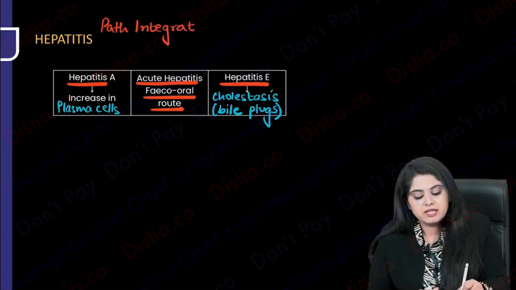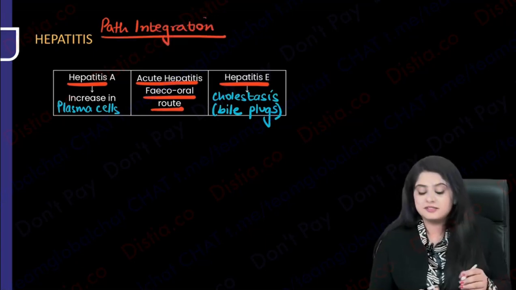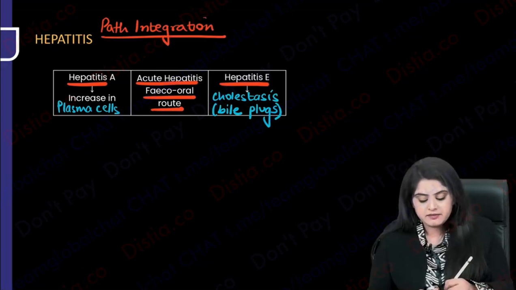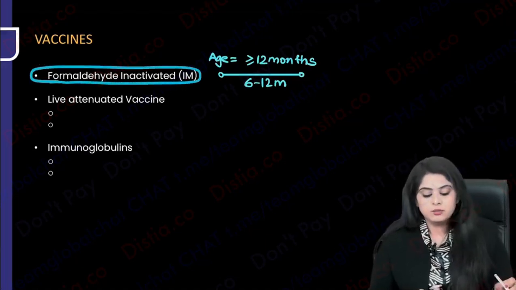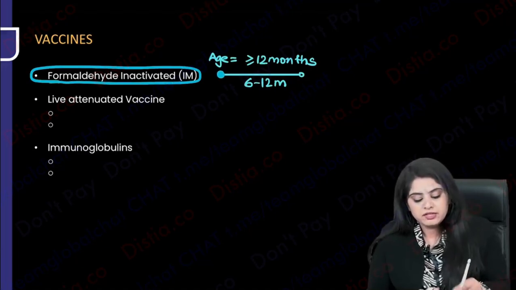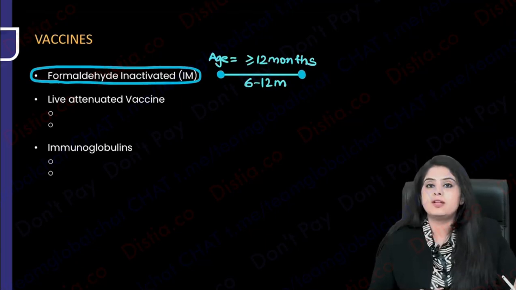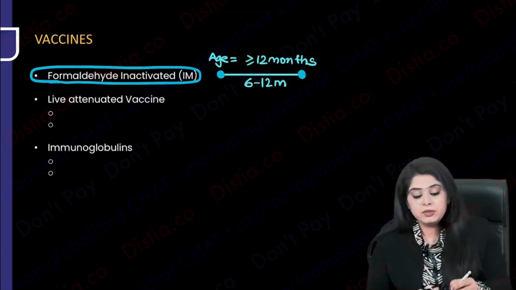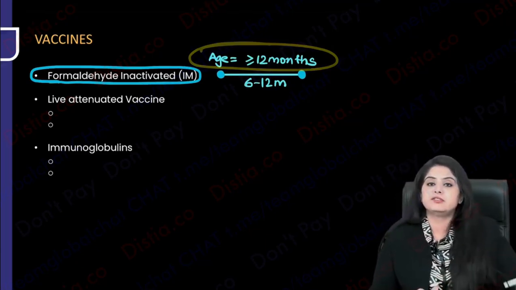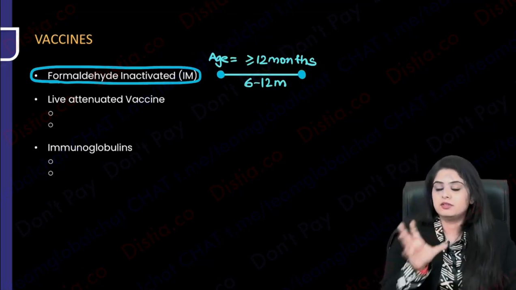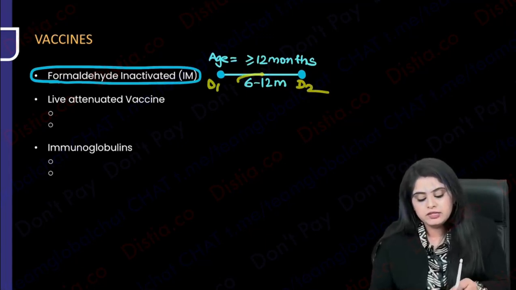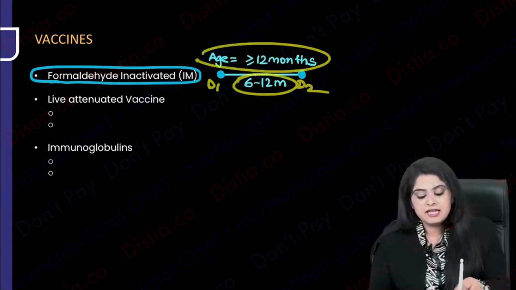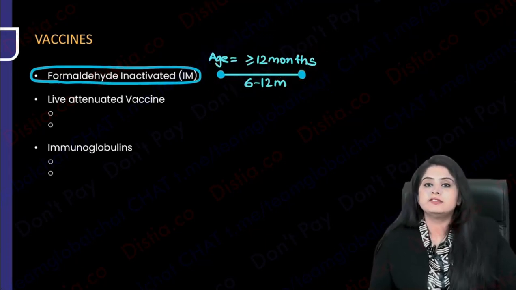Finally, coming back to micro and medicine, is there a vaccine? Yes, there is a vaccine available and that vaccine is a formaldehyde inactivated vaccine given as an intramuscular dose. So please remember there have to be 2 doses that are given, which are roughly 6 to 12 months apart, and it is given to people who are aged above 12 months. So dose 1 and dose 2 with a gap of 6 to 12 months and the age is equal to or above 12 months. That is when it is given.